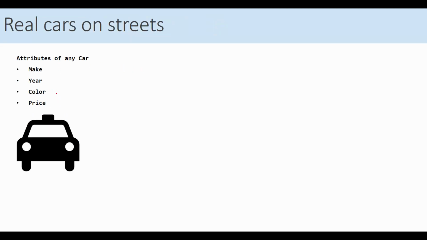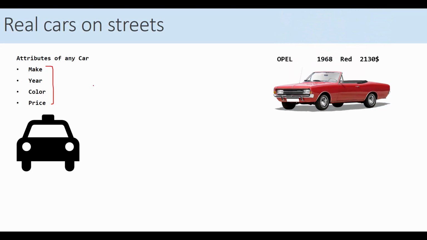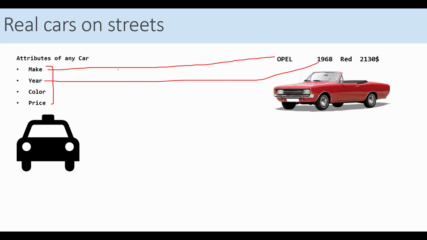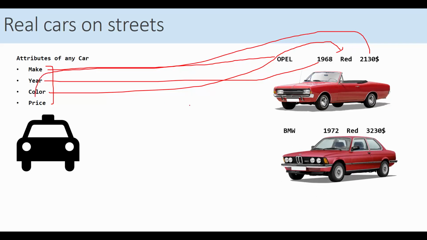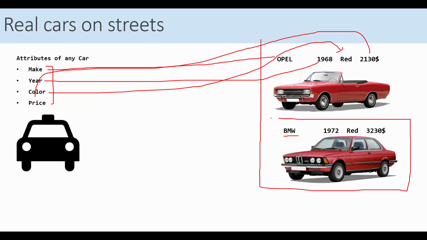To the left side, you see our class. The class name is Car. We have 4 attributes. From this concept or this definition, we will create objects. Objects can be like Opel. The make is Opel. The year is 2010. Actual information, real data. The color is red and the price is 21.30. The second one can be a BMW 1972 red, $3,000. So, two different objects, they have the same attributes but different information.